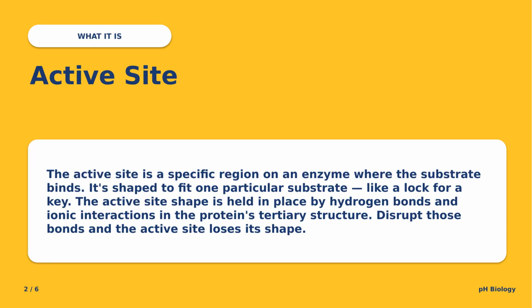The active site is a specific region on an enzyme where the substrate binds. It's shaped to fit one particular substrate, like a lock for a key. The active site shape is held in place by hydrogen bonds and ionic interactions in the protein's tertiary structure. Disrupt those bonds and the active site loses its shape.